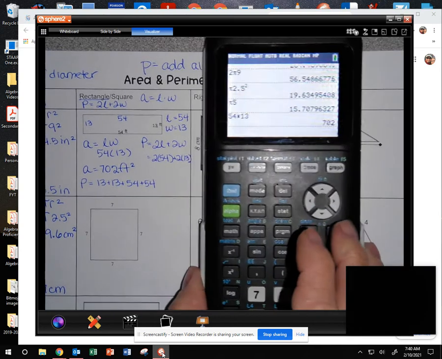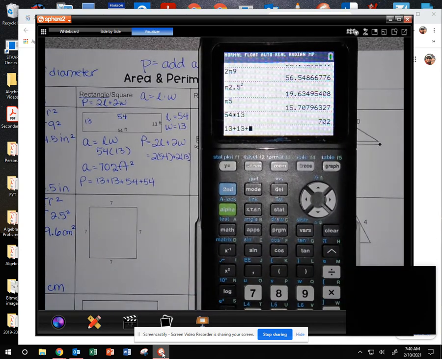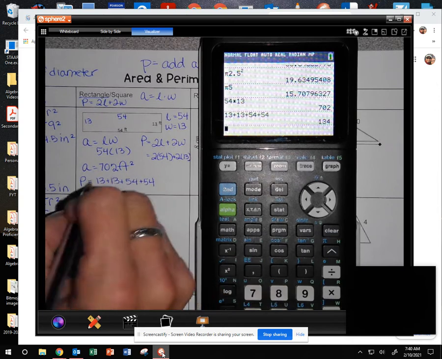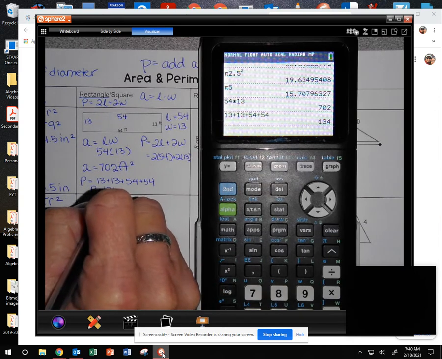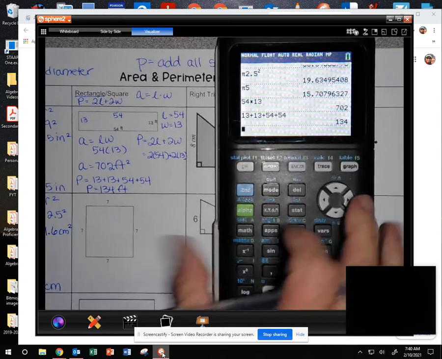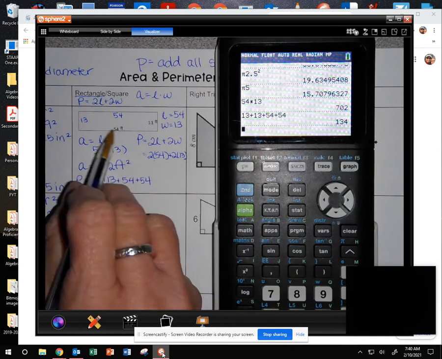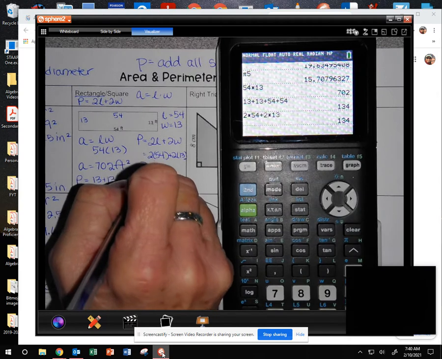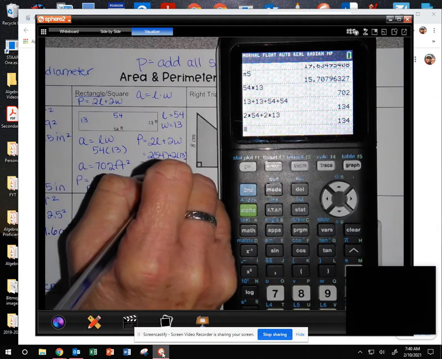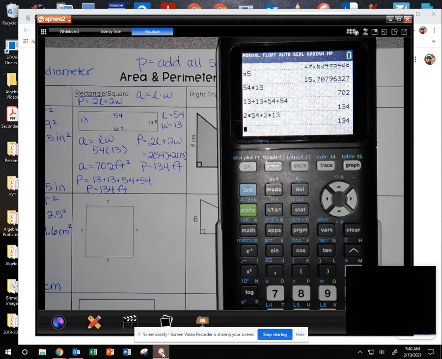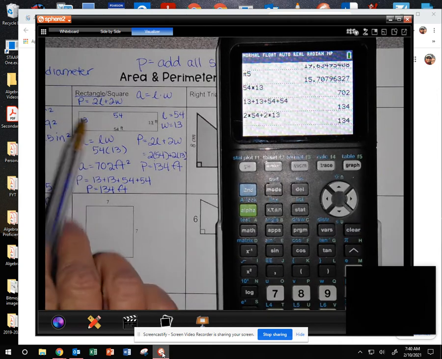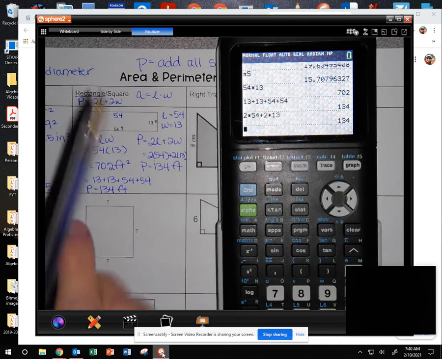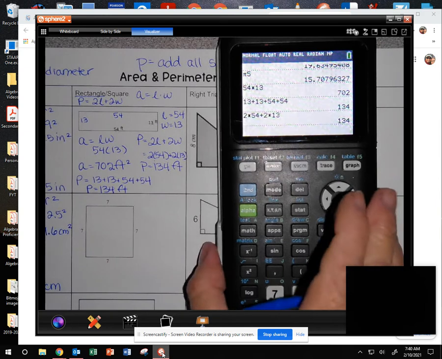Okay, so let's say I add everything and I get a perimeter of 134 feet. Am I going to get the same thing when I multiply and use this perimeter formula? So 2 times 54 plus 2 times 13. Yes, I'm going to get the same perimeter. Okay, whichever way is easier for you. I just want you to be aware that you will see this formula next year in algebra.